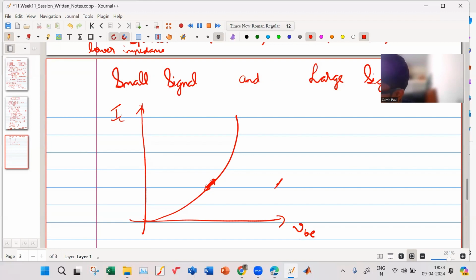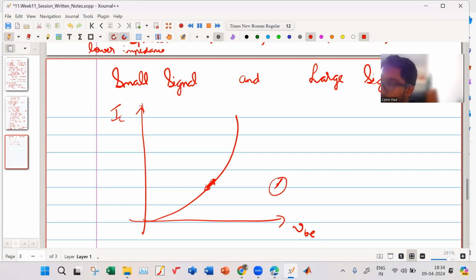This is my VBE and this is my IC. How my BJT will behave in that neighborhood, that is the small signal operation. So the small signal operation is limited and confined to some small region. Let me talk in terms of a BJT.